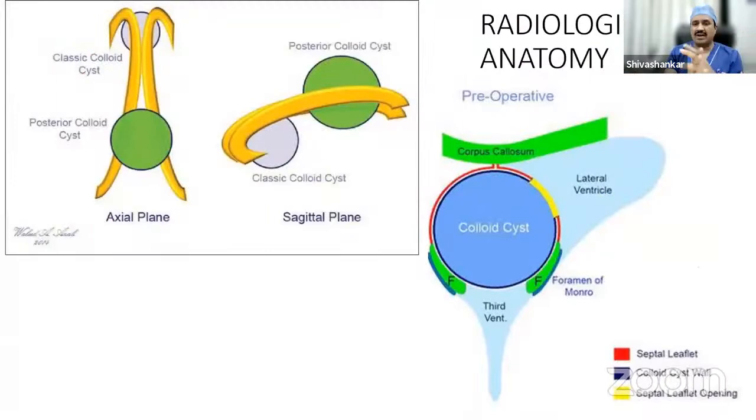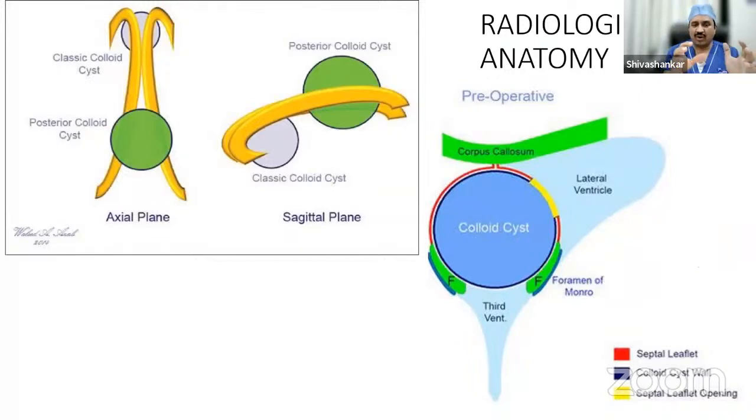We need to study the radiological images properly so that we know where the colloid cyst is located, because a colloid cyst can be located at three different regions. The most common that we all see is the anterior one, and there are even a few cases of posteriorly located colloid cysts.